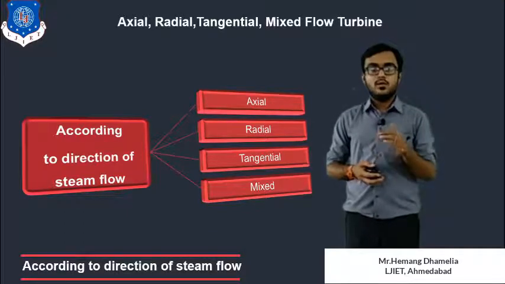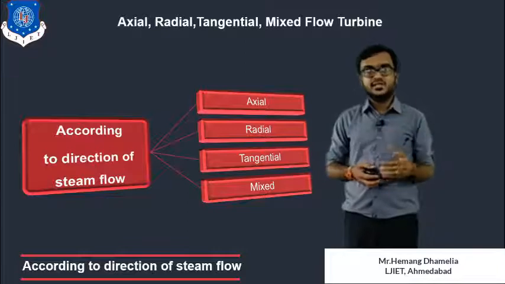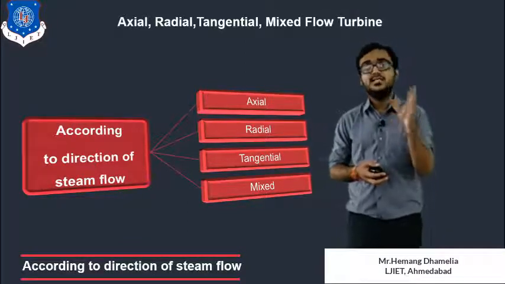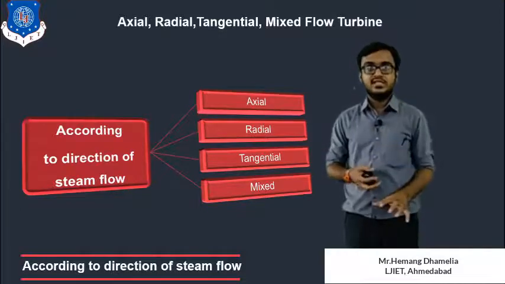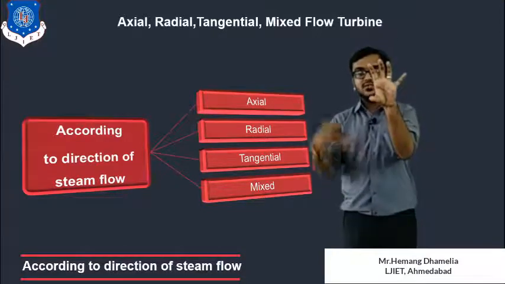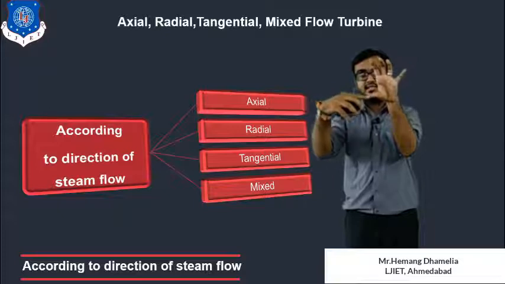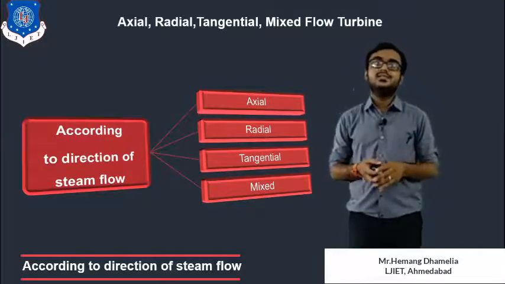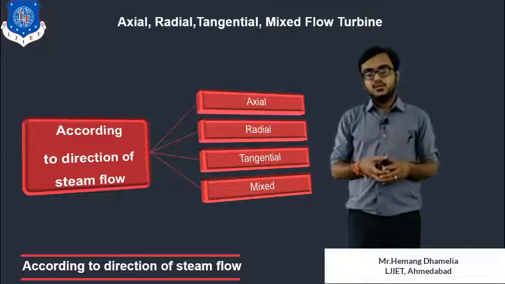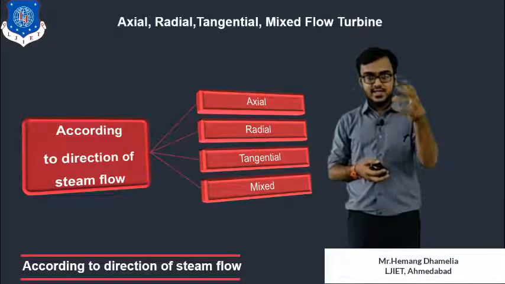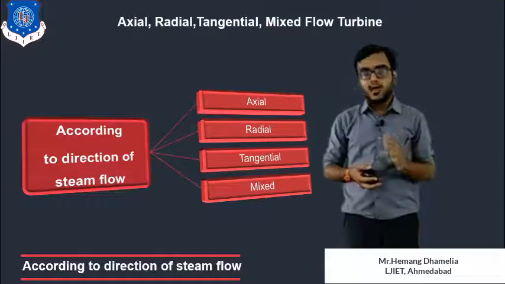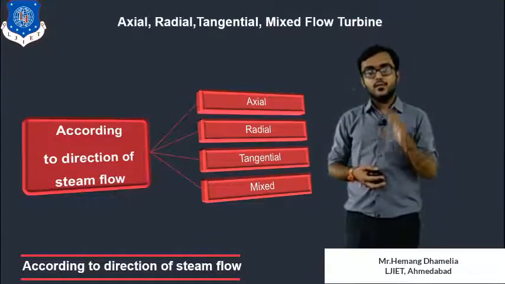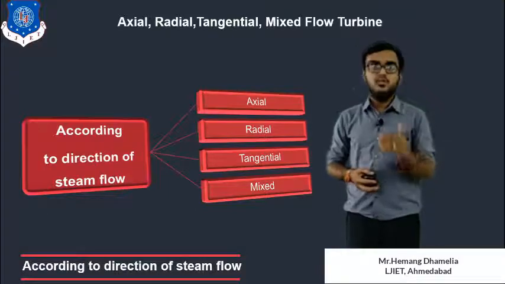Next, according to direction, is tangential flow. Tangential flow turbine means the type of turbine in which steam flows tangentially to the turbine blade. For example, here we have a rotor like this, and steam will flow like this, exactly tangentially. Then there is the mixed flow turbine, which is the type of turbine in which steam will flow radially at the inlet and axially at the outlet. So that is all about the classification according to the direction of steam flow.